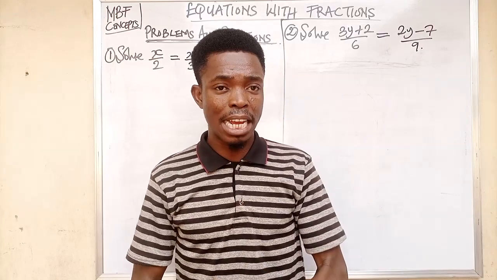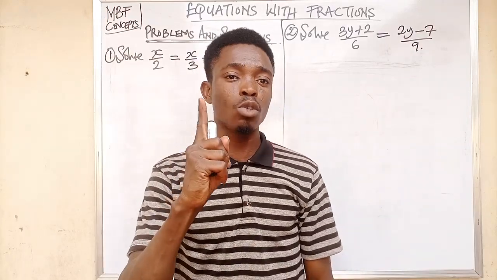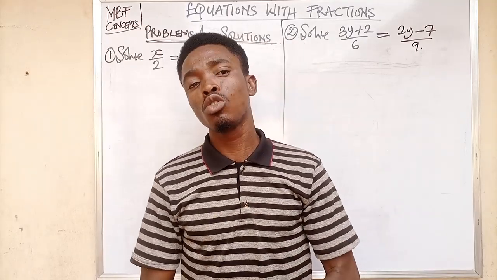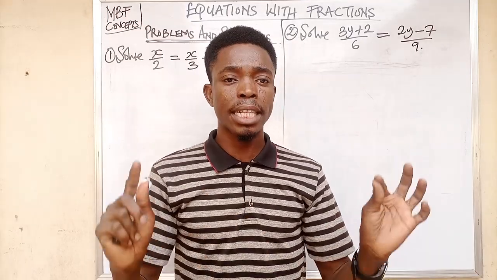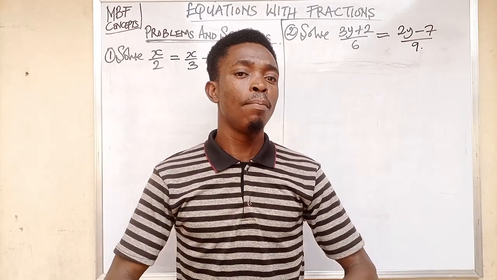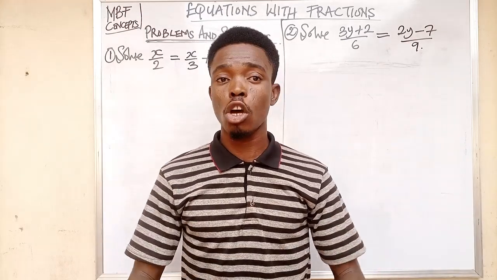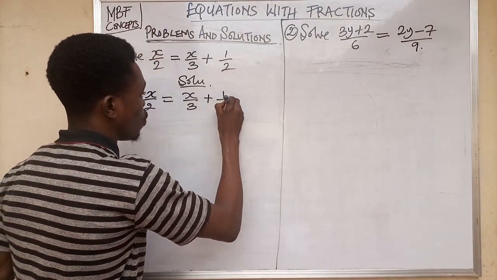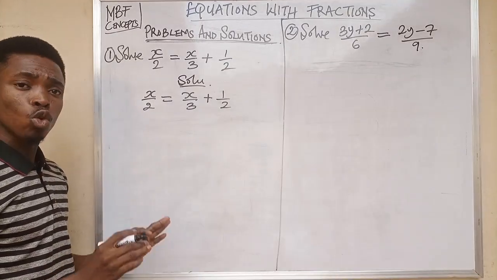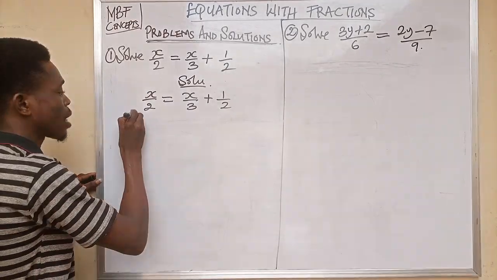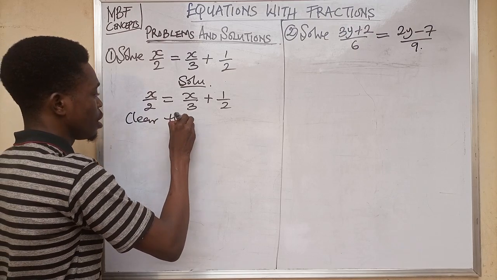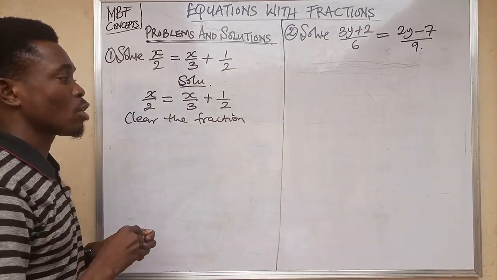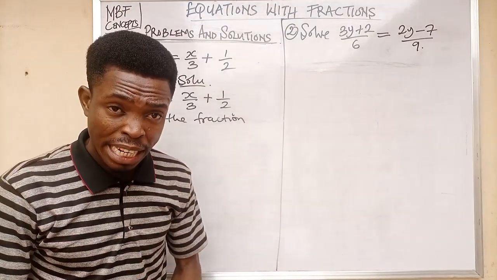Hope that is taken. To clear the denominator, one thing you do first is to find the L.C.M of the denominators. The next thing you do is to multiply all the terms by the L.C.M of the denominators you just obtained. Is equal to x over 3 plus 1 over 2. So step number 1 here is to clear the fraction. And I made mention that to clear the fraction means to eliminate the denominator.